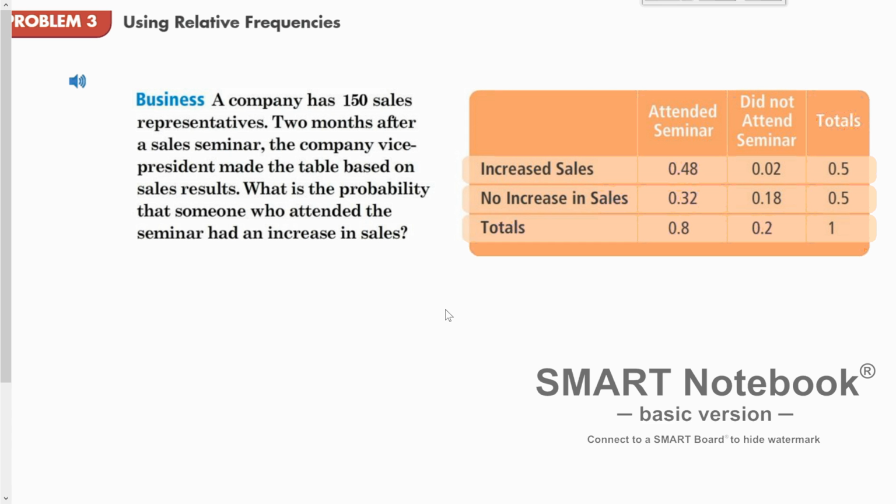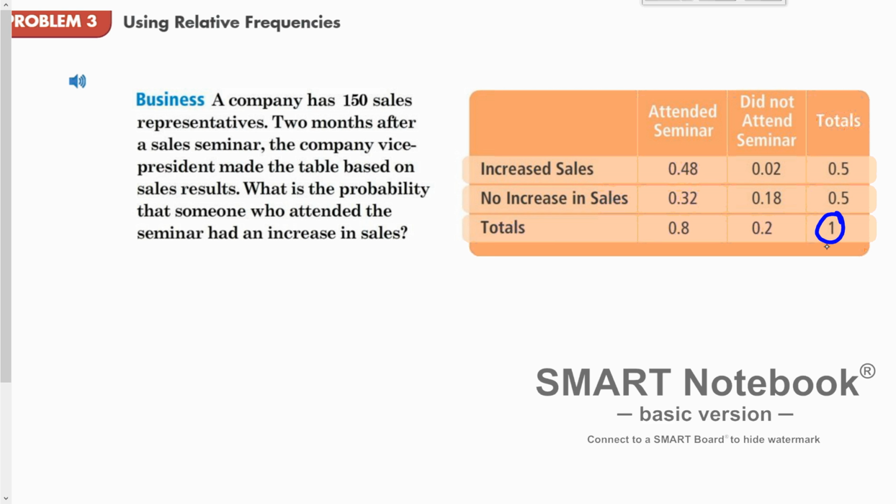Problem number 3, we're using relative frequency. Remember, relative frequency is basically comparing the frequency, how often something occurs, versus the grand total, right? It's basically a probability. Okay, so here we have this. These ones, as you can see, are decimals, so that would be their relative frequencies or probabilities, right? And the probability is always adding up to 1, so the grand total is always going to be 1 there.